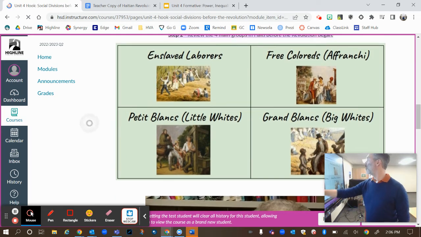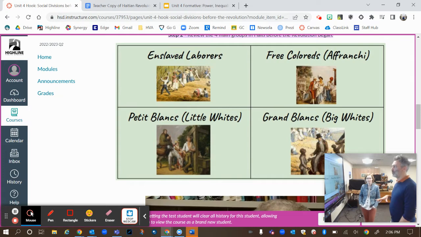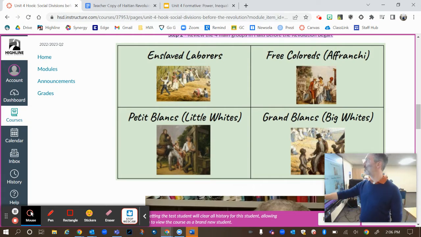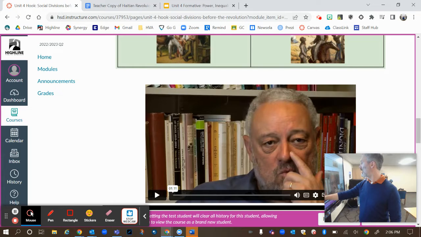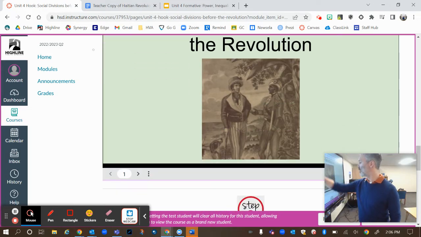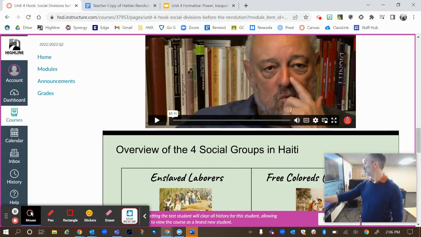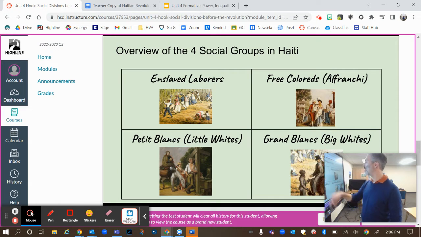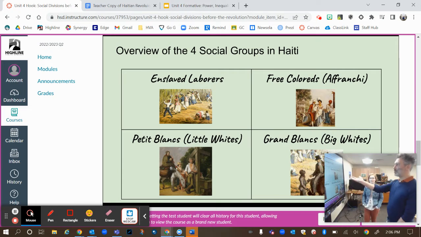Sounds good. So there are four different groups of people, these four social classes in Haiti before the revolution. If you want to find out more about it, you can come to this assignment here and watch that little video, but then also click through on these slides here that'll talk about it. I'm just going to talk about it real quickly.